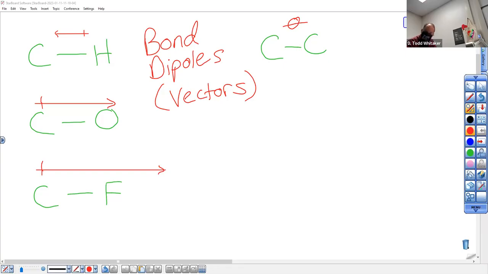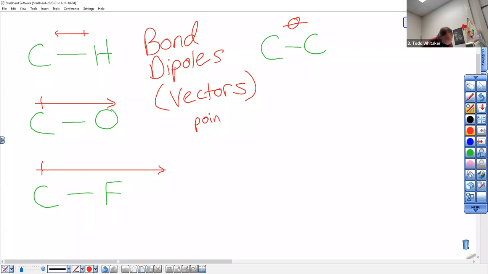We're going to do Lewis structures, but before we do that, we have to talk about bond dipole vectors. A vector is just a measurement that has two features: a size, like all measurements have, and a direction. Some of these are pointing to the left, some to the right, and you correctly noticed before this video that they always point away from the less electronegative towards the more electronegative atom.